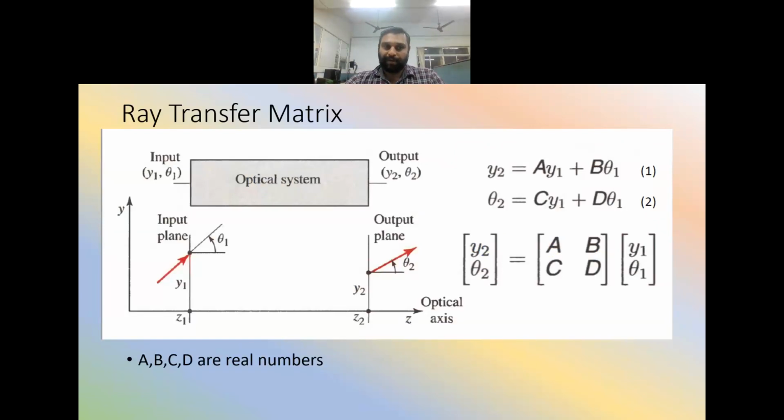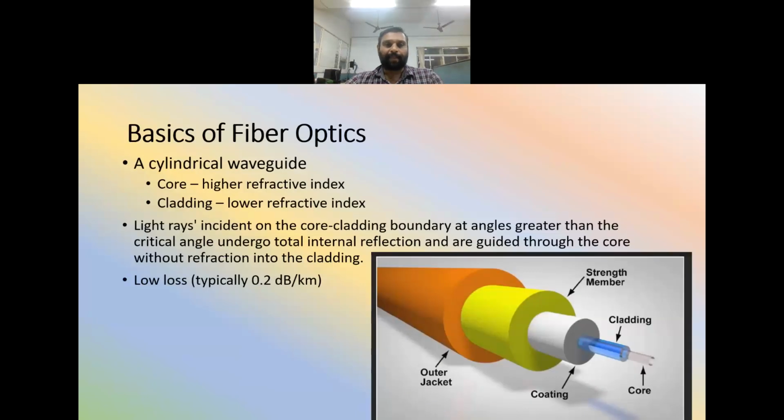Here we have an input y1, theta 1. The input ray is characterized by y1 and theta 1. The output ray is characterized by y2 and theta 2. These two are related by equations 1 and 2: y2 is equal to a y1 plus b theta 1, and theta 2 is equal to c y1 plus d theta 1. That can be written as the matrix A, B, C, D, which is called the ray transfer matrix.